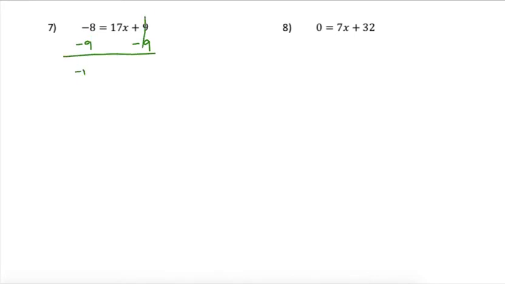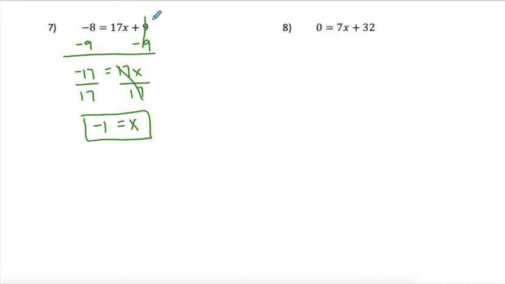And I'm left with negative 17 equals 17x. Undo the multiplication with division. And I get x equals negative divided by a positive, negative 1. Plug back in, negative 17 plus 9, checks out, gets me that negative 8. On 8, we're moving pretty well here.